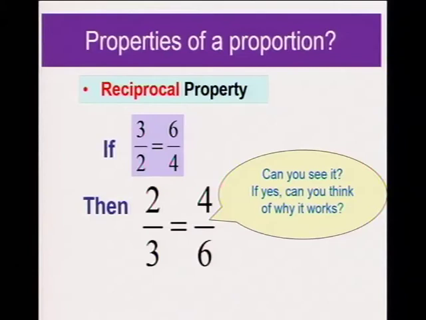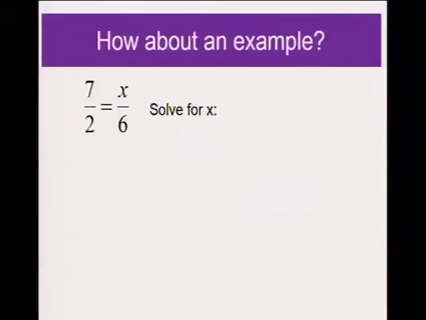Well, I want us now to look at one problem that we can work on. Suppose we are given this problem: 7 over 2 is equals to x over 6, and you are required to solve for x. How do we go about it? You remember the cross multiplication, isn't it?